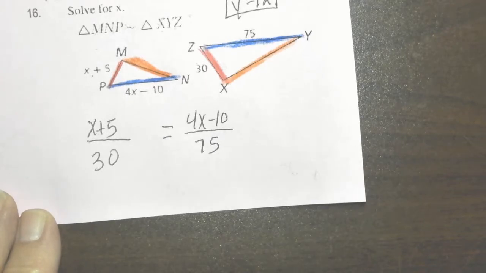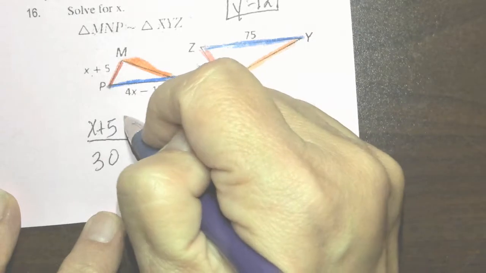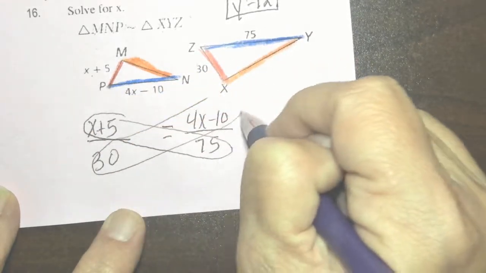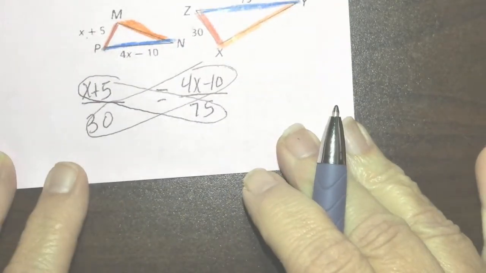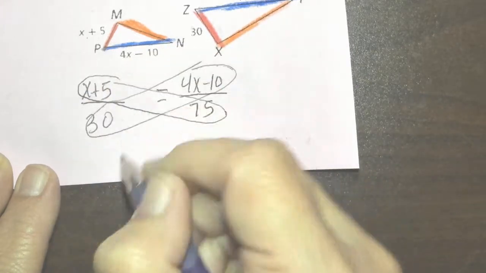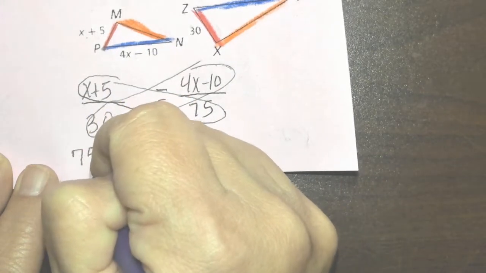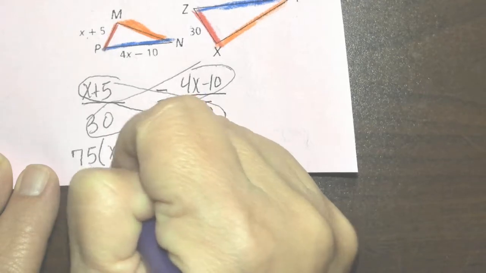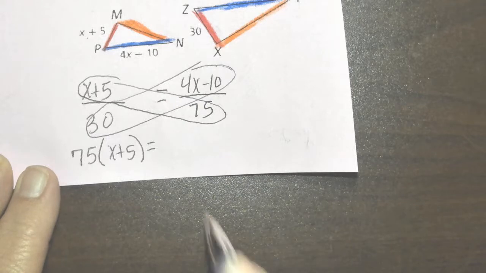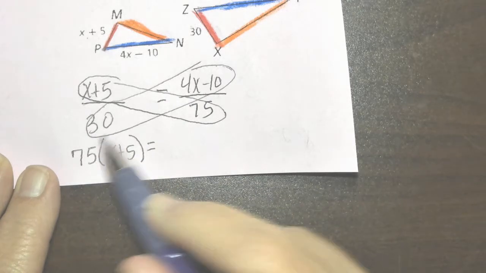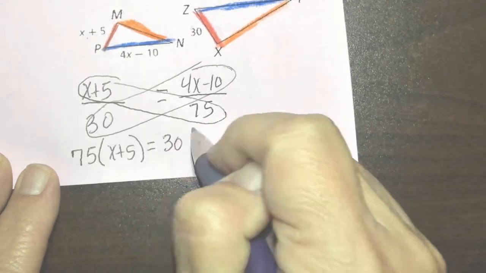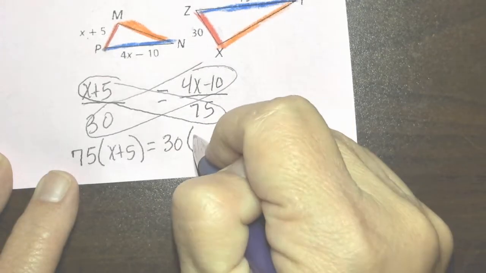That's the hardest part, setting it up. Now, can't really do a shortcut here, so I'm going to do the cross product. So here's what this says. This says multiply 75 times all of x plus 5. So I'm going to write that as 75 parentheses x plus 5 equals. And then this side says multiply 30 by all of this 4x minus 10. So that's going to be 30 parentheses 4x minus 10.